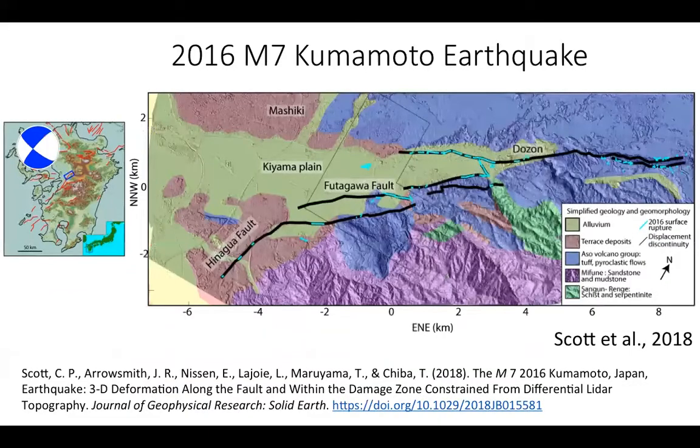So now we're going to switch earthquakes. We're going to move down the Japanese coast. I'm going to talk about some of my work on the 2016 magnitude 7 Kumamoto earthquake. This is a right lateral earthquake that ruptured faults on the Kyushu Island here in southwestern Japan. And there's a really interesting story about the data collection for this earthquake. In fact, the pre-earthquake data was acquired 12 hours before the main shock.